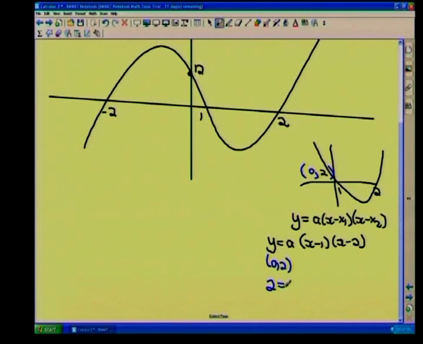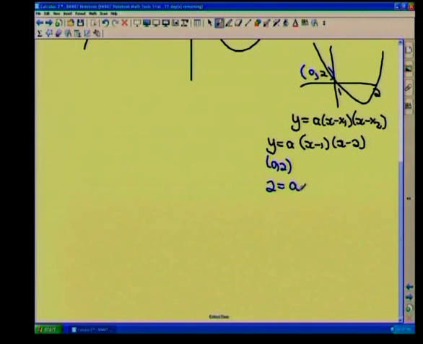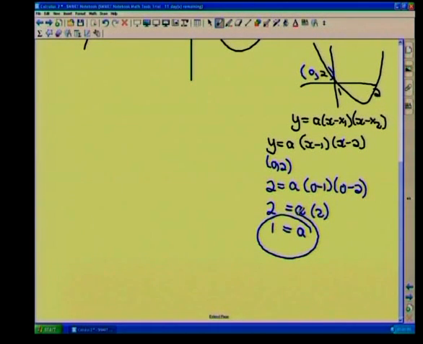So 2 is equal to a, and this is going to be 0 minus 1, 0 minus 2, because remember that's an x, although it sure looks like a 2. Now this is equal to 2, and this here is a, and it's minus 1 times minus 2, which is 2, which means a is equal to 1. So we have the equation y equals 1 lot of x minus 1 times x minus 2, and all we'd have to do then is multiply it out.